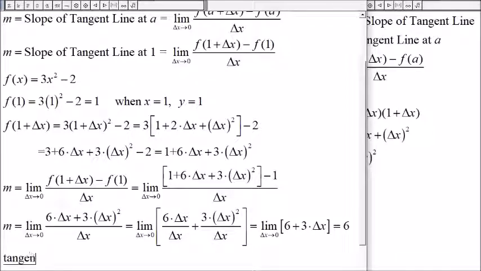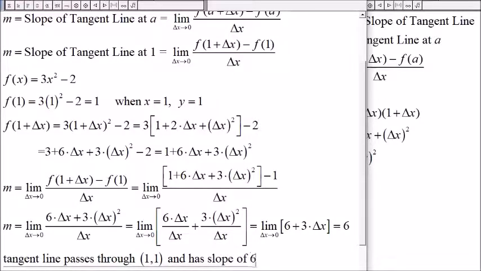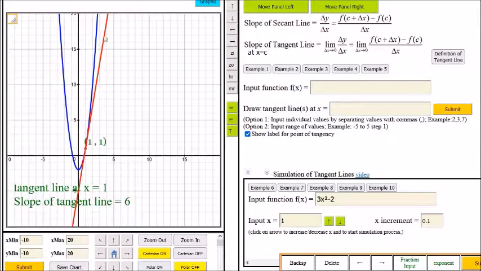And so the tangent line passes through the point (1, 1) and has a slope of 6. And again, if we look back at the graph, this is the tangent line at x equal to 1. It passes through the point (1, 1), and it has a slope of 6.